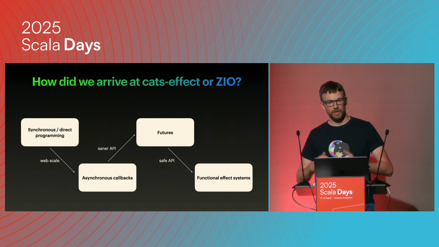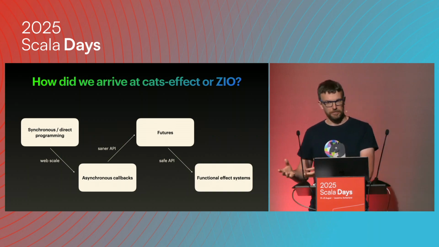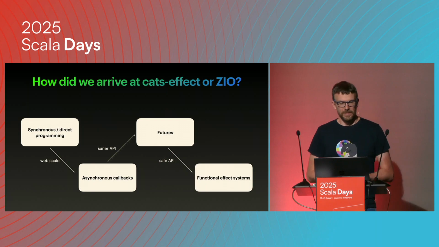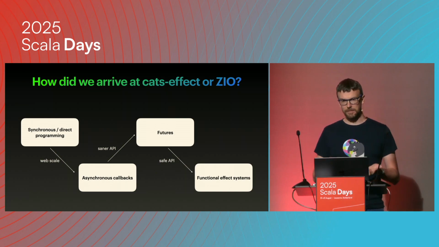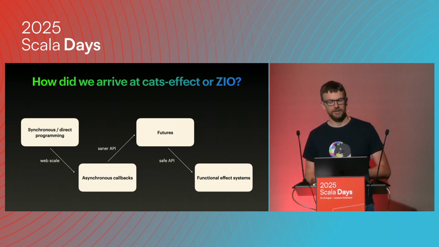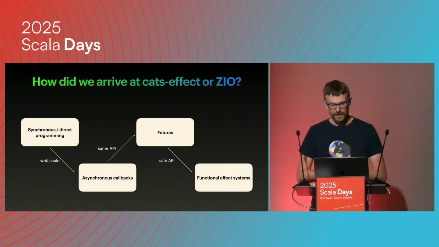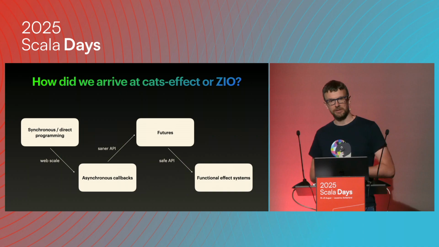We wanted to serve thousands of requests per second and so on and so on. So we ended up with asynchronous callbacks. This ended up with callback hell. So we came up with sane APIs for doing that. These APIs usually took the form of futures or promises, right, in JavaScript. And then we also improved on these APIs by making them lazy. And that's how we arrived at functional effect systems.